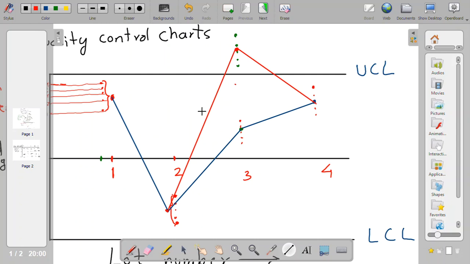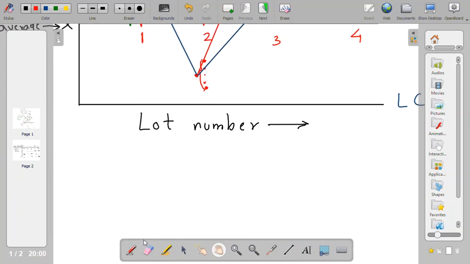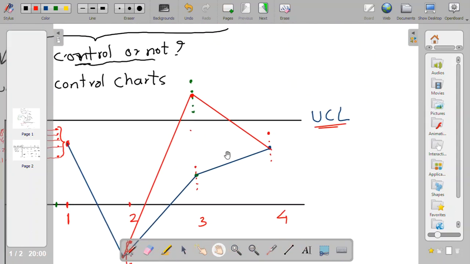Okay, so now what is happening? Our data is falling outside the upper control limit. So this time we say that our process is not in control. I'll just write here: the process is out of control.